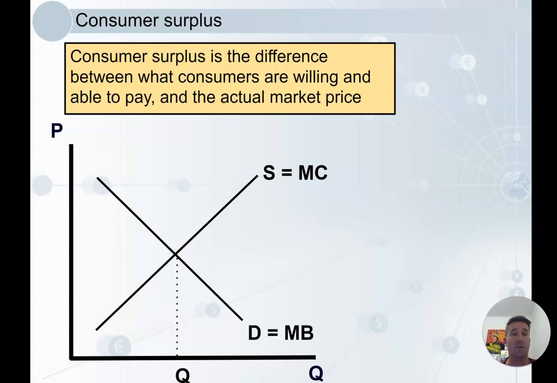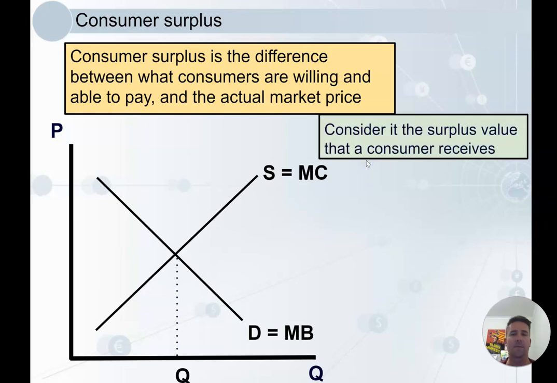Okay, a different concept now, consumer surplus. So this is the difference between what consumers are willing and able to pay and the actual market price. Because we've got a demand curve here. We can see, I was pointing at it with my fingers, that doesn't work. We've got a demand curve here. So we know that there are consumers who are willing to pay much higher than the equilibrium price. Let's have a quick example of that. This is a good way of thinking about it. It's the surplus value that a consumer receives.